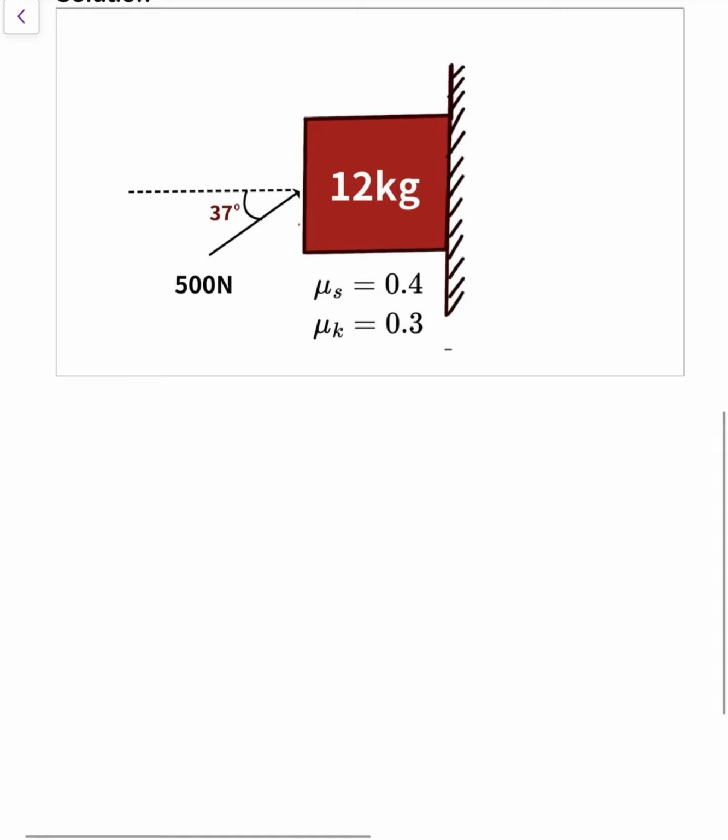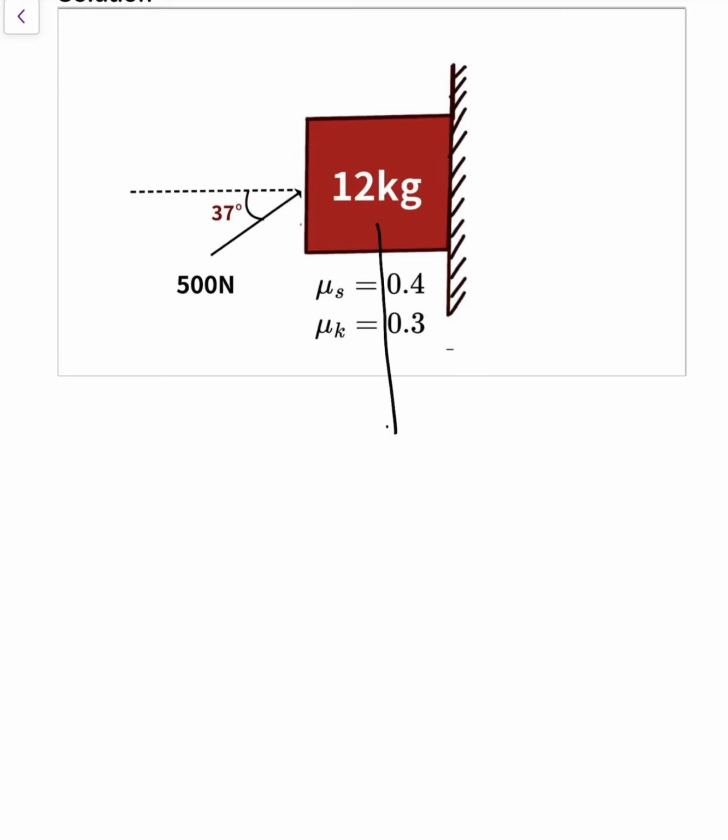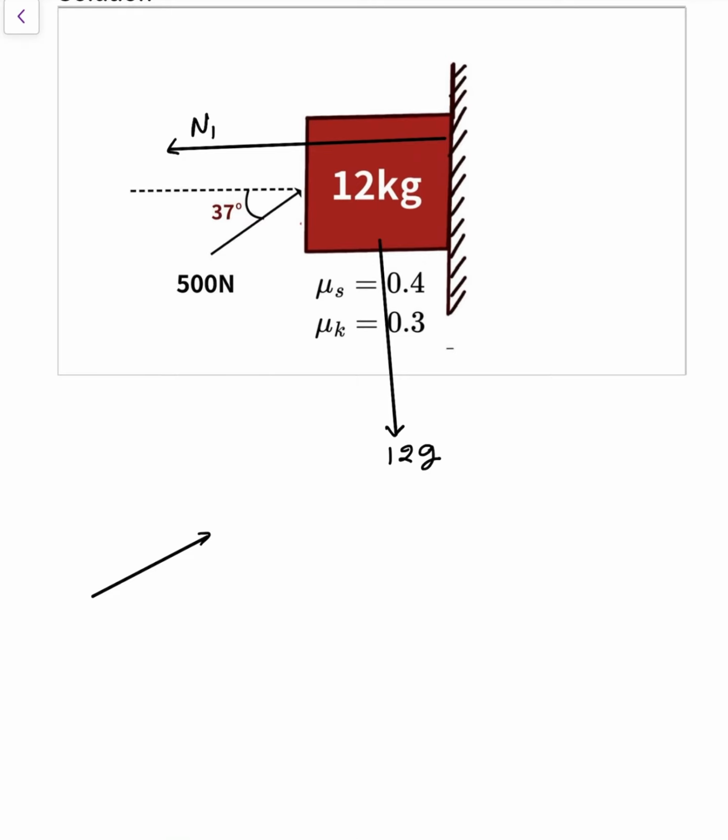I know that weight always works in the downward direction. How much? That is 12 into mass into acceleration, that is g. Okay, now after that, normal force works like that one. That is n1. Clear or not? And component of that. Okay, if you draw.